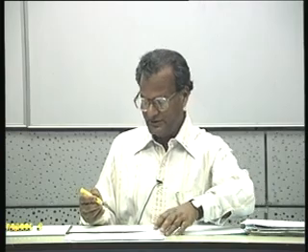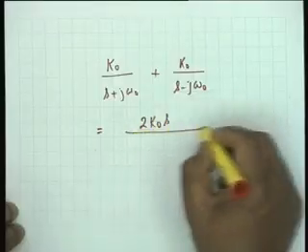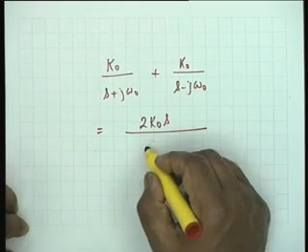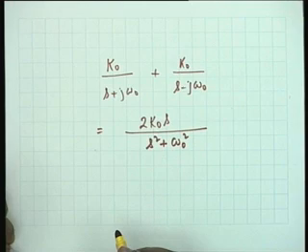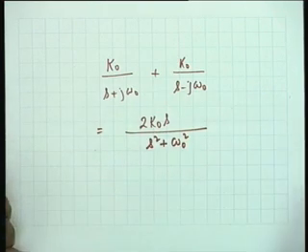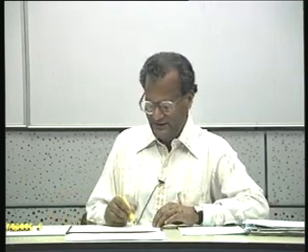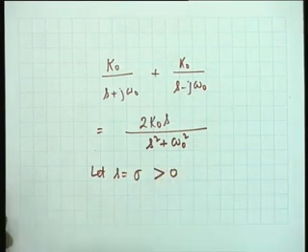Again we will prove by contradiction. If you combine these two terms, it simply becomes 2 k0 s divided by s squared plus omega naught squared. Now suppose the real part of this should be non-negative for real part of s non-negative. Let us test now not on the j omega axis but on the real axis, that is, let s be equal to sigma which is greater than 0.